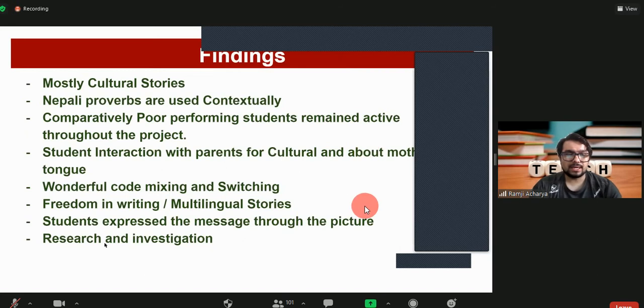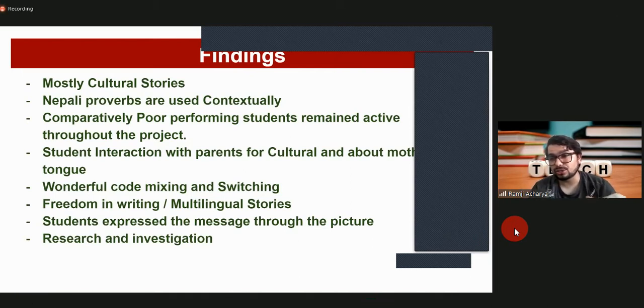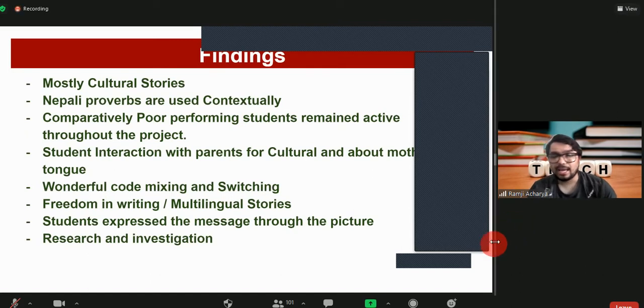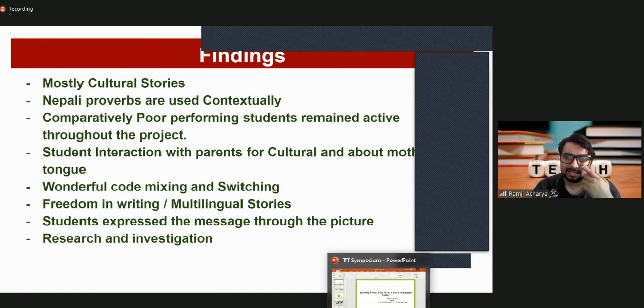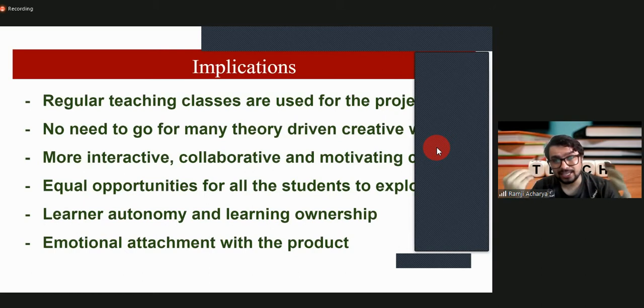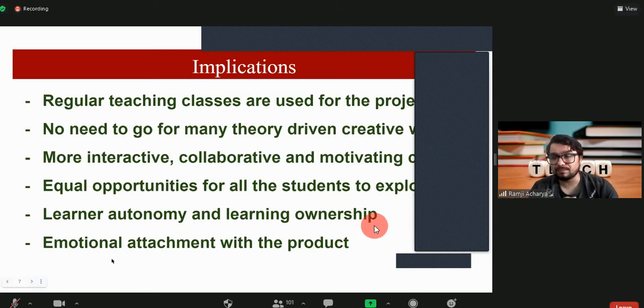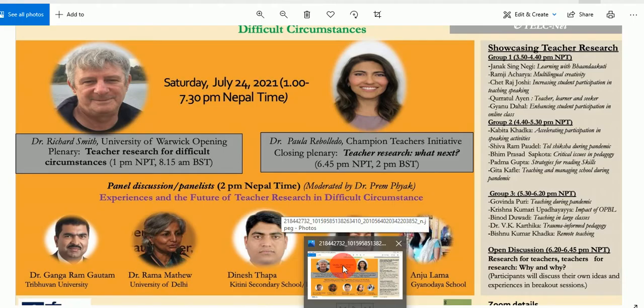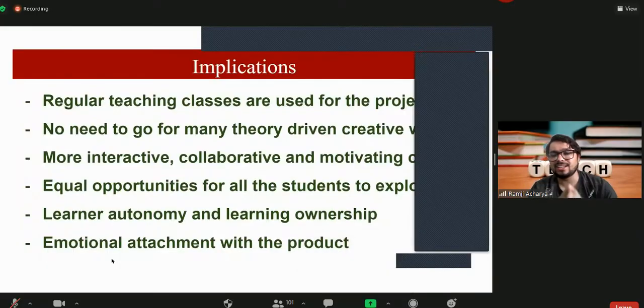And students involve themselves in little research, like they investigate about their culture, their mother tongue, family language, society, and other things. And these things can be applied in class. How it affects classroom teaching is this. I have just used regular teaching classes, no more than that. Just regular duty. I don't take any other research oriented activities and classes for this. And there is no need to go through many theory-driven creative or other activities for this research.